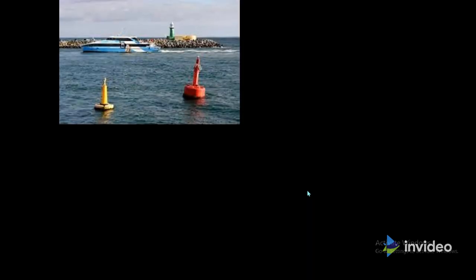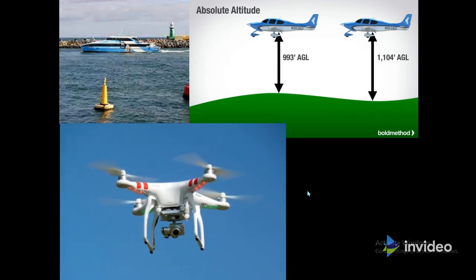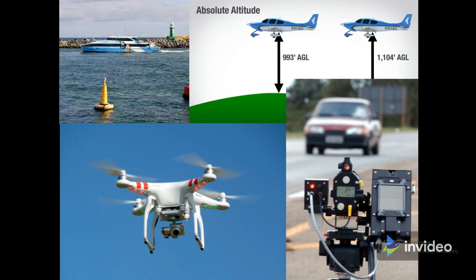Next, we will see the military applications. Oh, sorry. Let's see some pictures. So this is a navigational aid on sea and ground. This is altitudinal height between the ground and the land. This is the airborne surveillance, and this is the police radar.